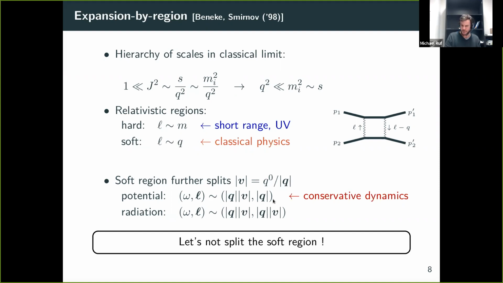In principle, we could go on and further split this region. In particular, what we have done in the past, and what is also done by Bern and others, is that you can split the soft region again into a conservative and a radiation region. But this introduces some problems. And again, here we propose to just keep the soft region intact and not do this splitting.